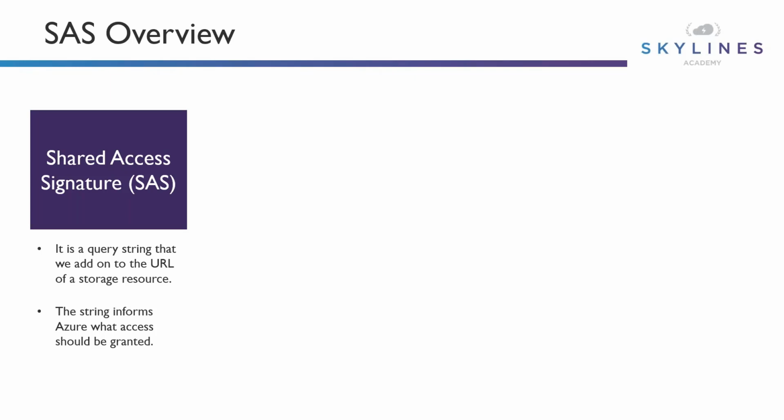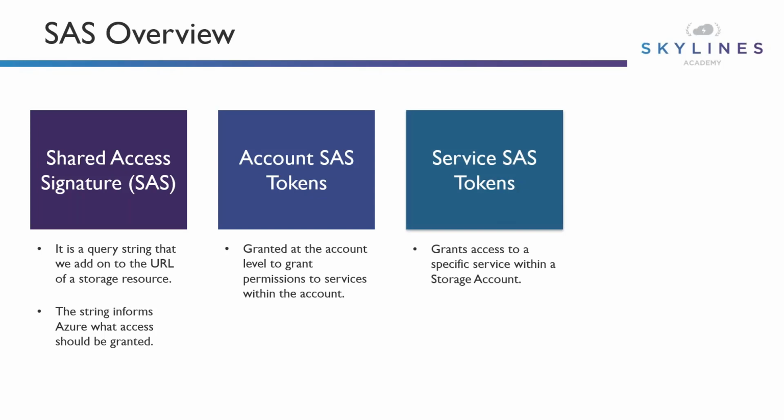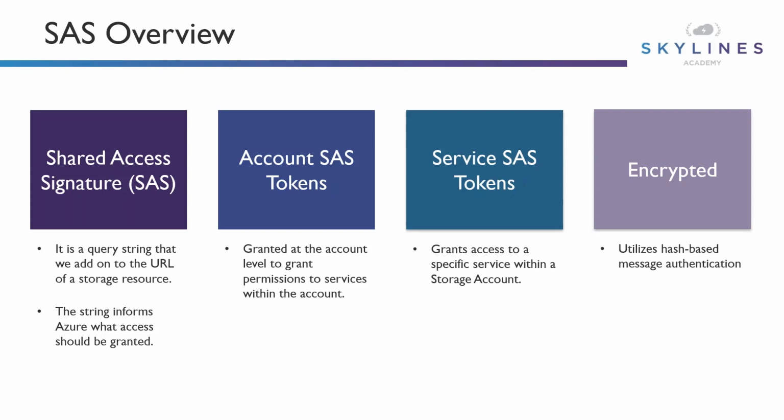There are two types of these: account SAS tokens or service SAS tokens. The account SAS tokens, we can grant at the account level and choose the services we want to allow access to, or we can apply a service SAS token on a specific service, such as tables, queues, files, or blob. And it goes without saying, as you probably saw in the string and will see in a moment, it is a hash-based message authentication. This is how we ultimately secure access to this.